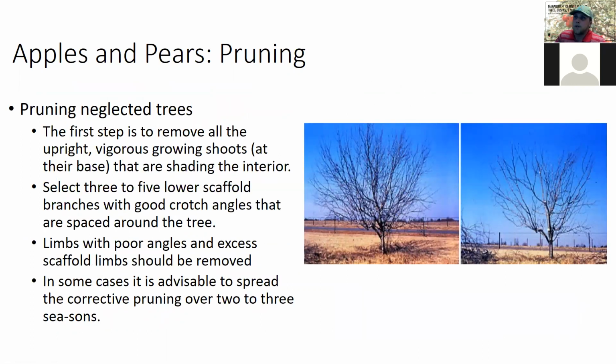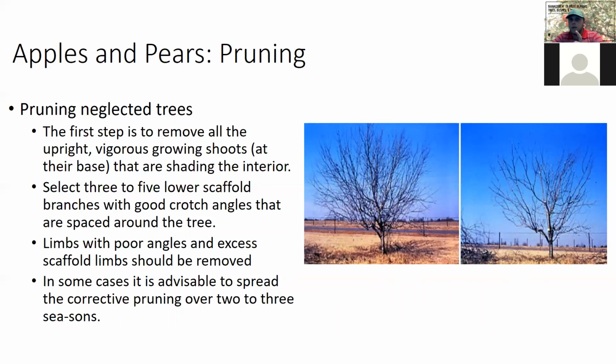So for neglected trees, the first step in pruning is to remove all the upright, vigorous growing shoots off of your main scaffold limbs. I mean, this is just a mess here. This is one of the only pictures I could find with a before and after, but removing those upright shoots coming off of your bigger limbs is step number one.